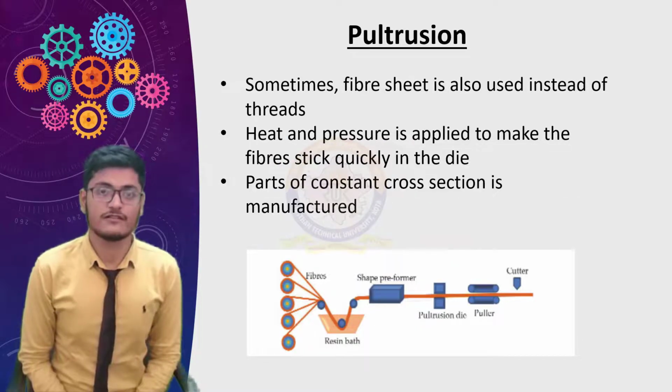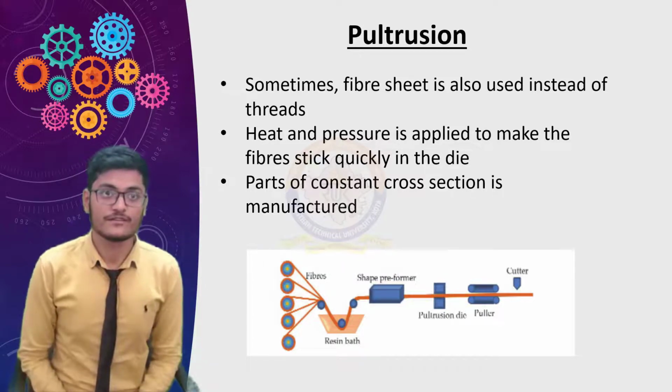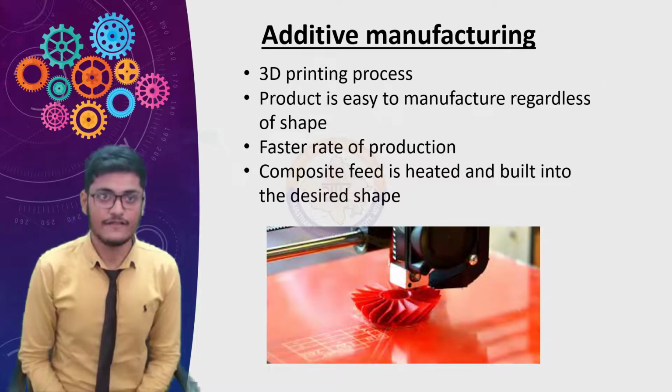Also, instead of using threads of fibers, we can use woven fiber sheets and apply resin on it and pass it through the die of the required cross-section to form the final product. In this process, heat and pressure is applied when the material is in the die, because it is required that the sheet of the threads of the fiber should be hardened properly before coming out of the die to avoid any deformation or irregularities. The figure shows the pultrusion process in which many fibers are stitched together to form a particular cross-sectional product.